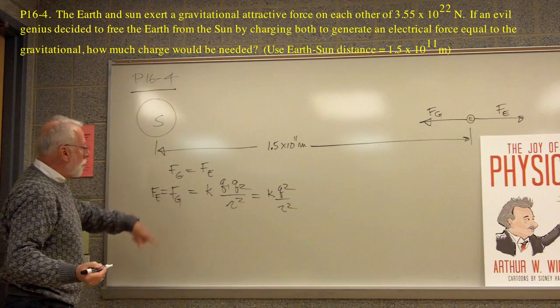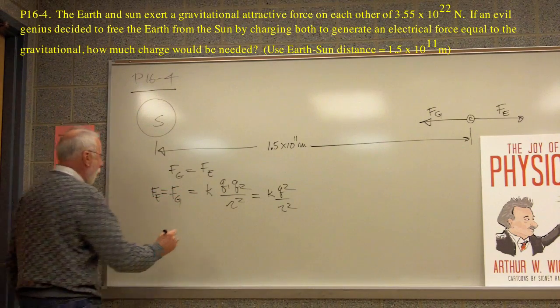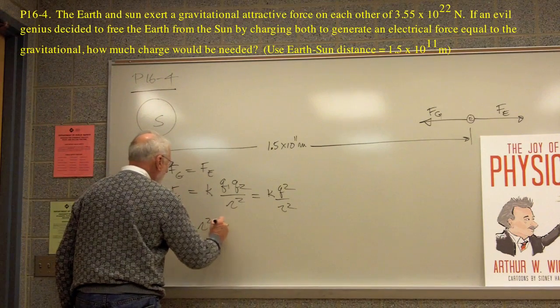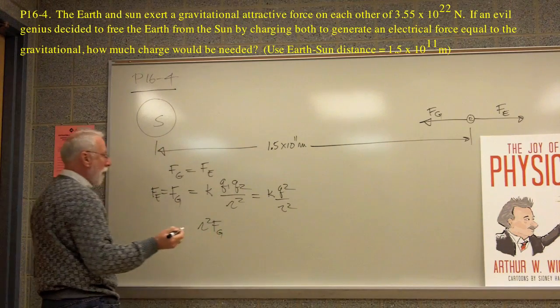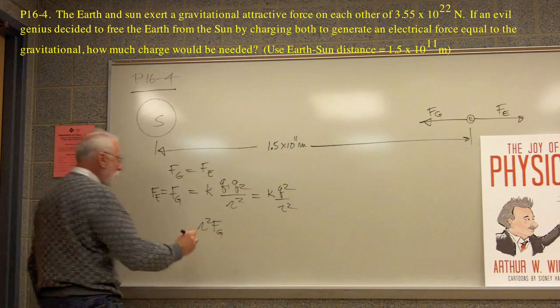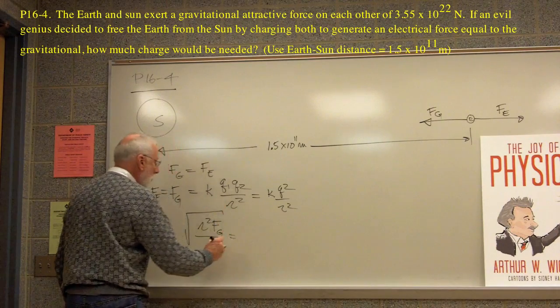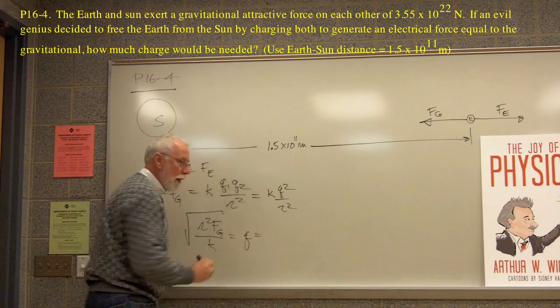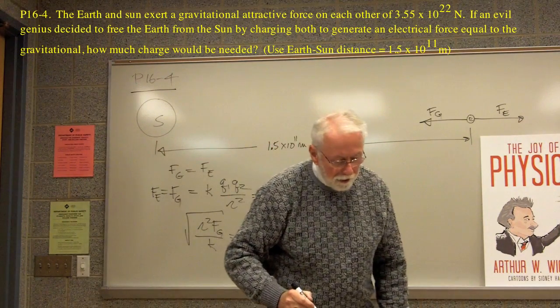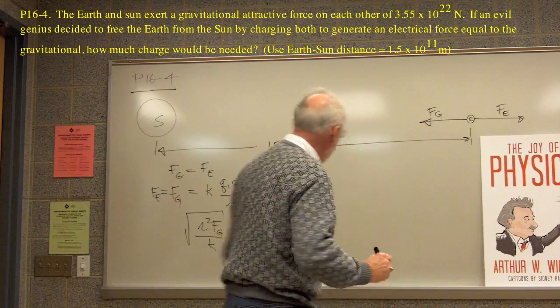So now, here's algebra. We now have to say r squared times F_G, or F_E, doesn't make a difference, r squared times that divided by k. Take the square root of that, and you wind up with Q. Okay. So Q then, put in all the numbers.